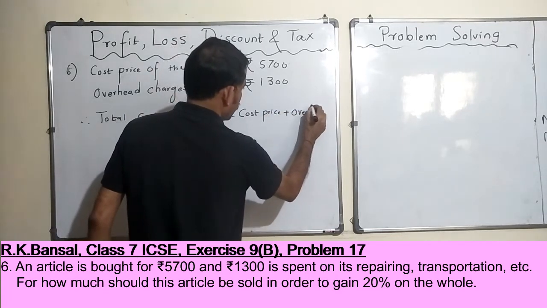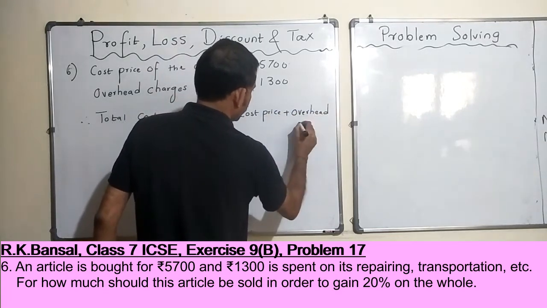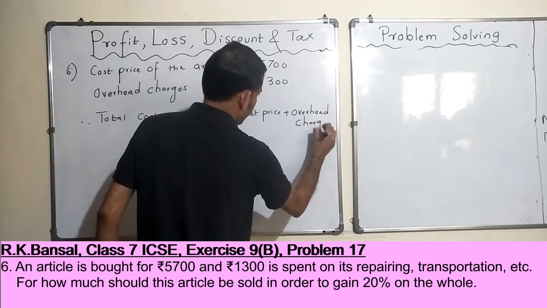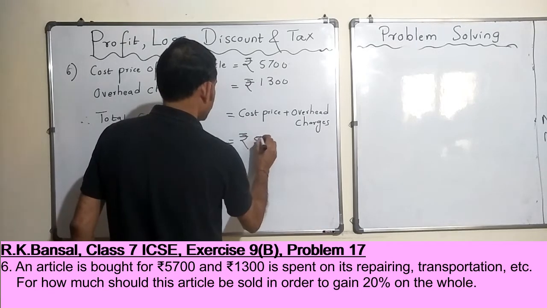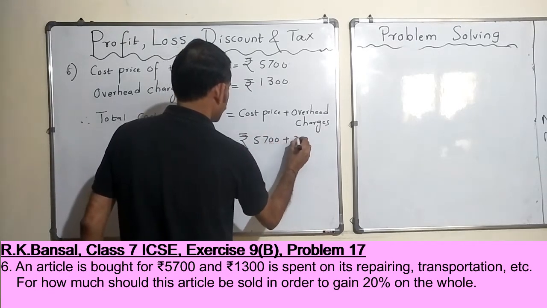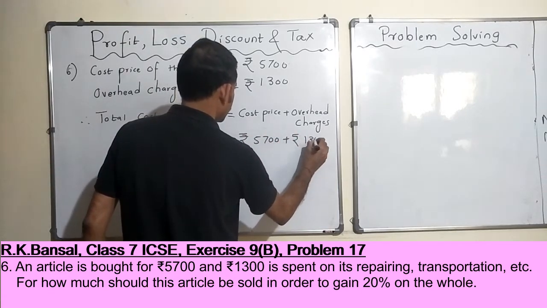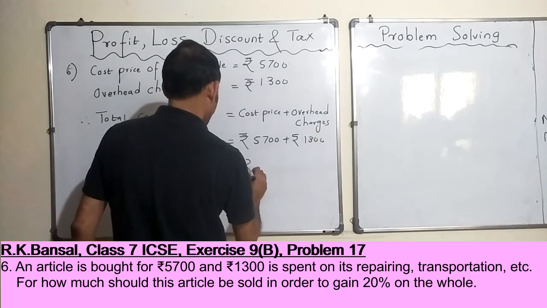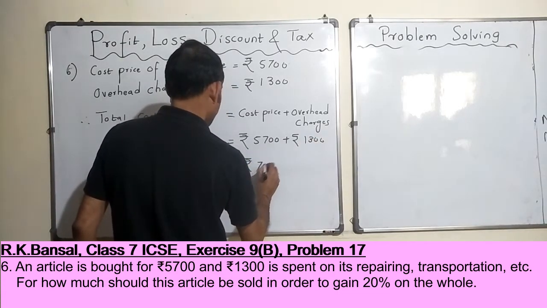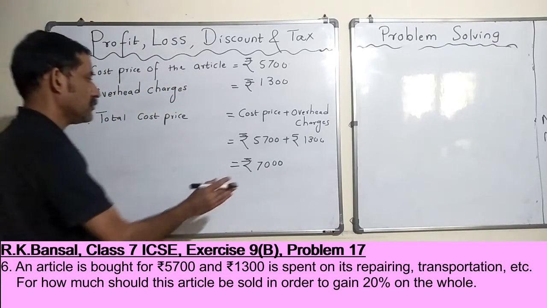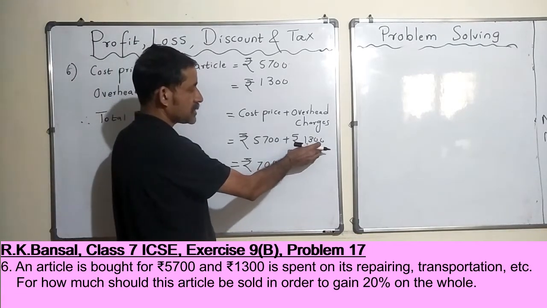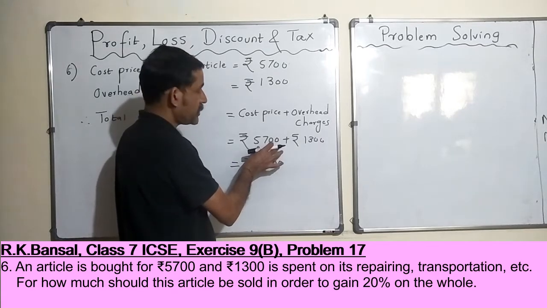Overhead charges is equal to rupees 5,700 plus rupees 1,300 is equal to rupees 7,000. Can I say 7,000? So 7,000 is my total cost price now, including the repairing, transportation charges plus the cost price of the original item.